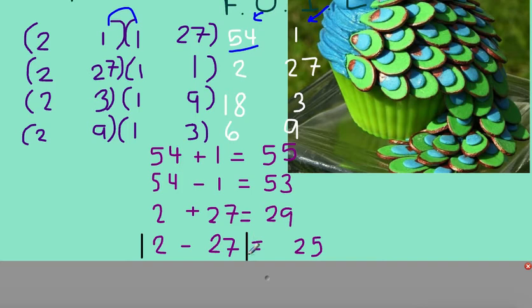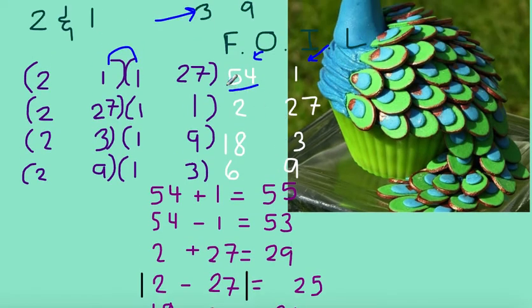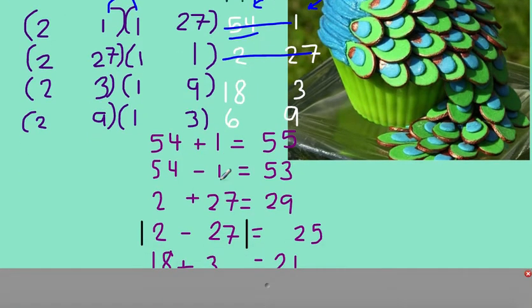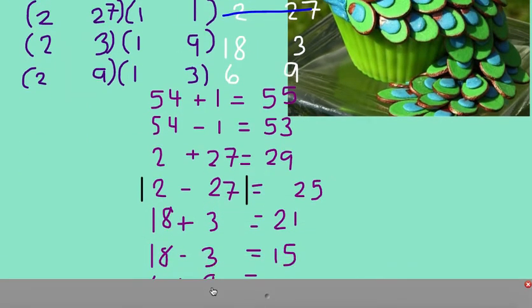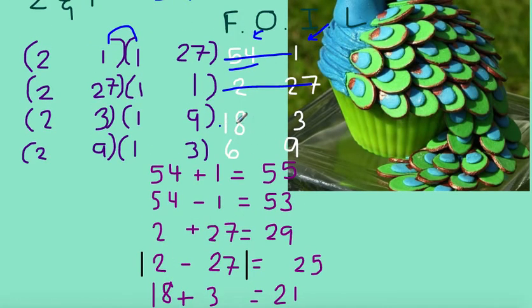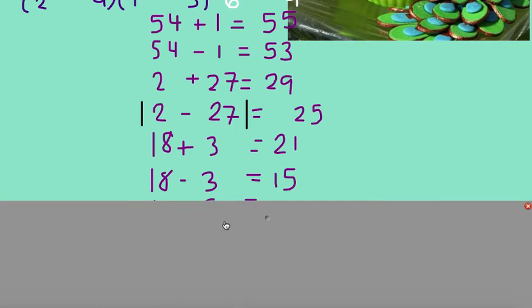I just put absolute values here because we don't really care whether you're subtracting the 27 from 2 or 2 from 27. We just wanted to look at what the number is, and that's going to be 25. So far we know that this doesn't work, this doesn't work. 18 and 3, if we add them together, we'll get 21. If we find the difference, it'll be 15. So either way, those don't work. So then that eliminates all possibilities except for the last two.